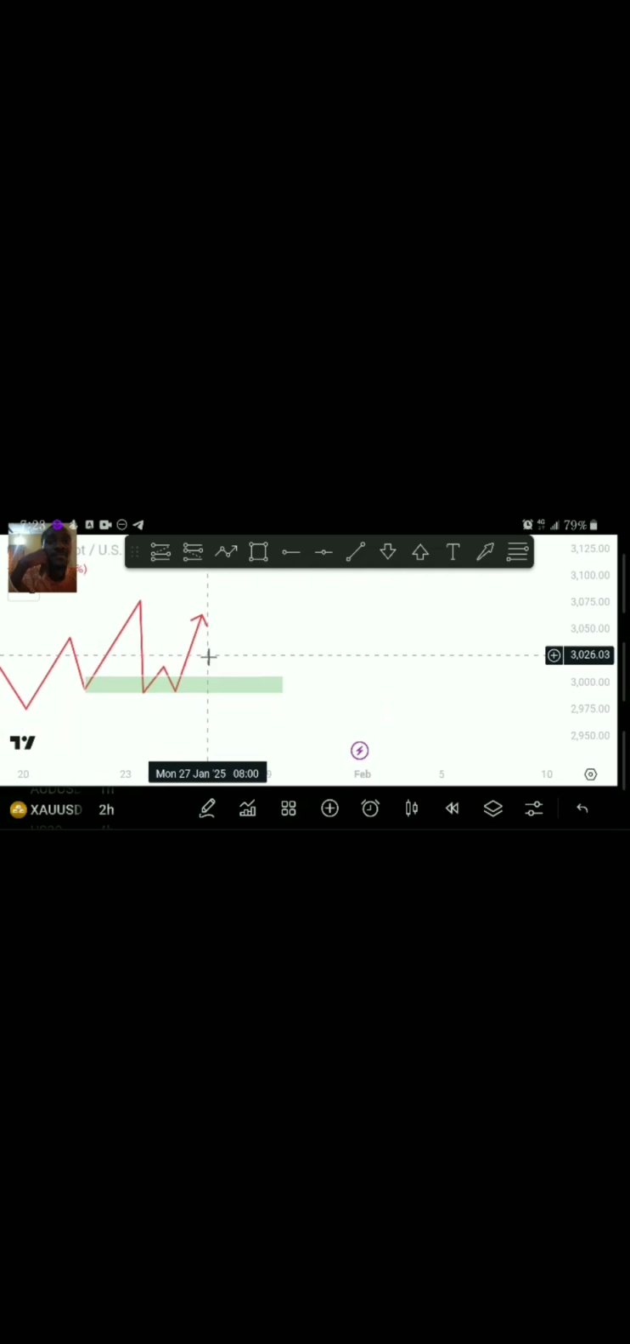Why? Because this is our demand zone, right? The market came back and tapped into this demand zone. Then we call it an efficient market. And then inefficient in the sense that, let's say we have something like this.